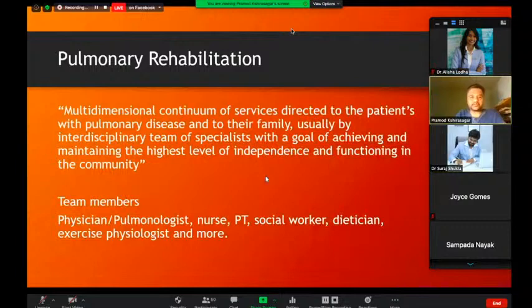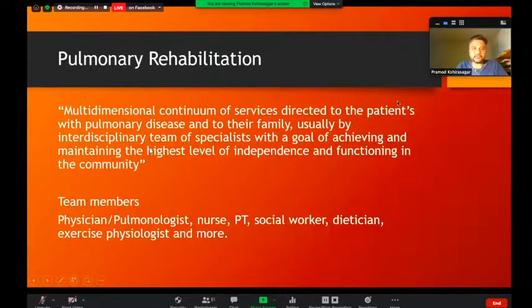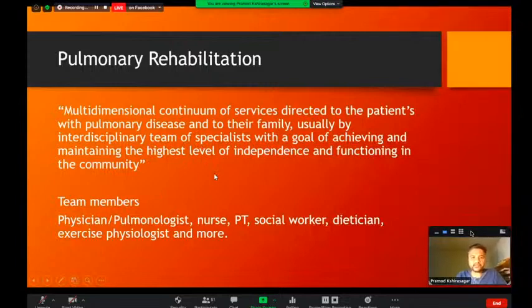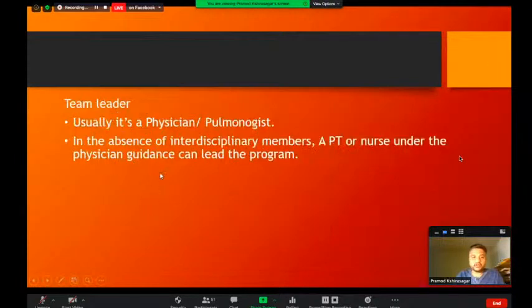Okay. Yeah. So again, just a quick review. Pulmonary rehabilitation is a multidimensional continuum of services directed to patients with pulmonary disease and to their family, usually by an interdisciplinary team of specialists, with the goal of achieving and maintaining the highest level of independence and functioning in the community. Like I said, the team members: the physician or pulmonologist is usually the team leader, or in the absence of all the team members, a PT or nurse can effectively manage the pulmonary rehabilitation program.